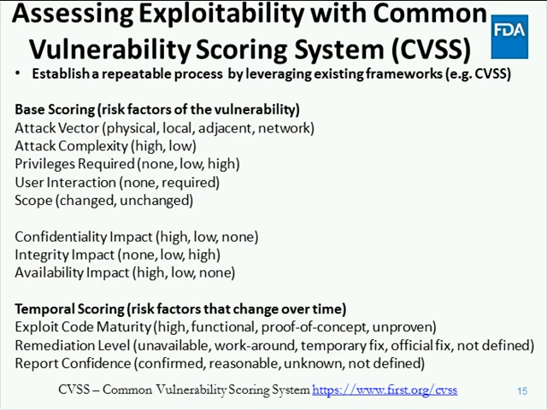CVSS is broken down into three main parts: base scoring, temporal scoring, and modified base scoring. Base scoring seeks to establish a quantitative and repeatable scoring based on characteristics of the vulnerability and its potential to impact confidentiality, integrity, and availability. The base score does not take into account defenses or controls of an organization or product.